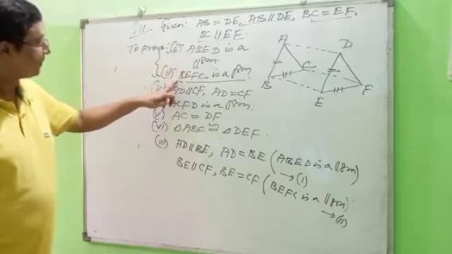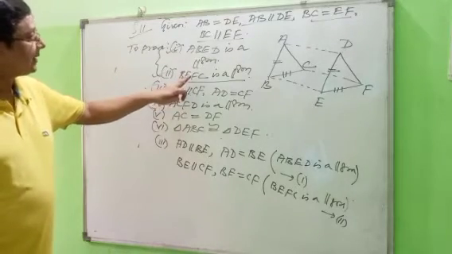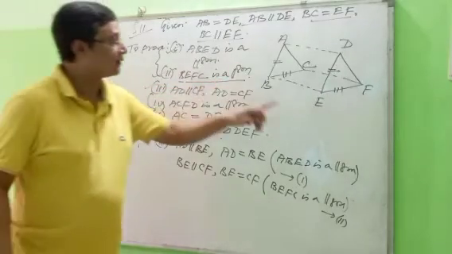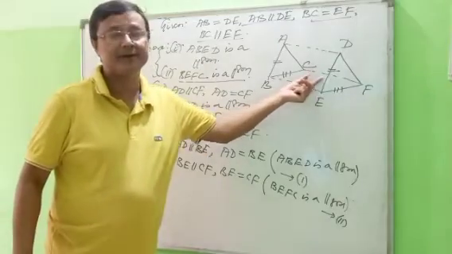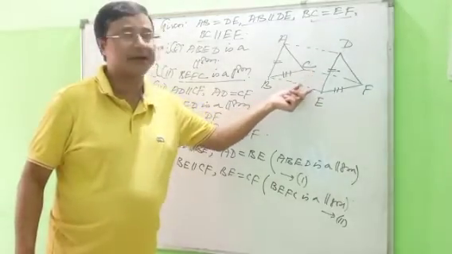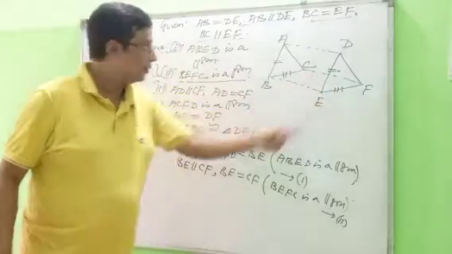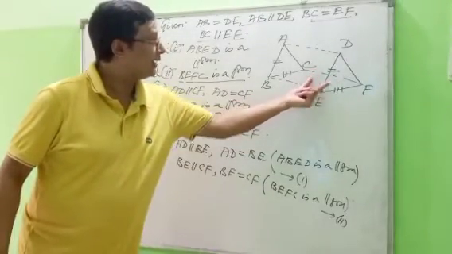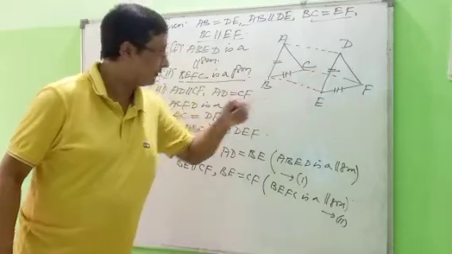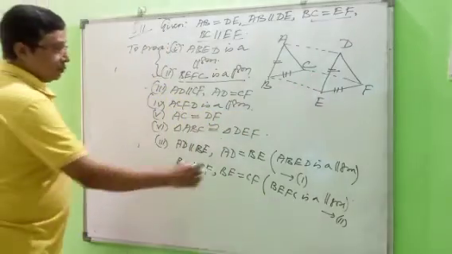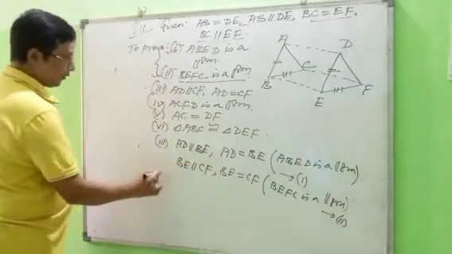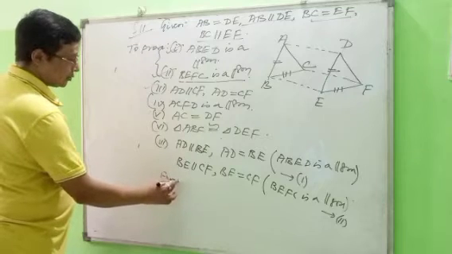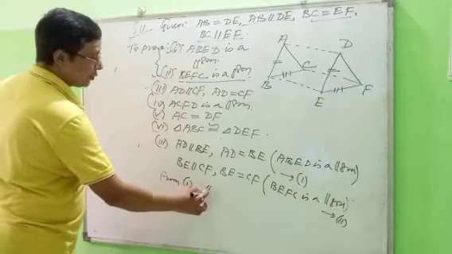Next, in the second part, you have proved that BEFC is a parallelogram. So from this also you have got that the opposite pair of sides are equal as well as parallel. So that is why you have got that BE parallel to CF, and then BE equals to CF. Now you compare 1 and 2. So from 1 and 2 you will get.